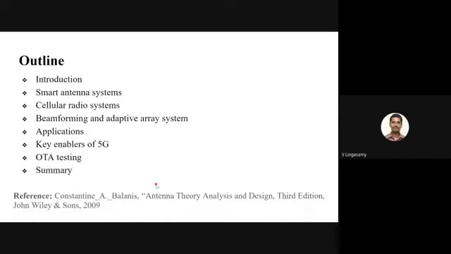So today's agenda is we'll introduce the topic, then we'll see some of the smart antenna systems, the traditional smart antenna systems, and also the cellular radio system. So how it functions, how it made us smarter, and also to cater to a large number of users, and beamforming and adaptive array systems. So this was there.